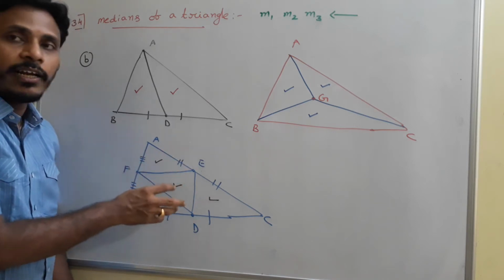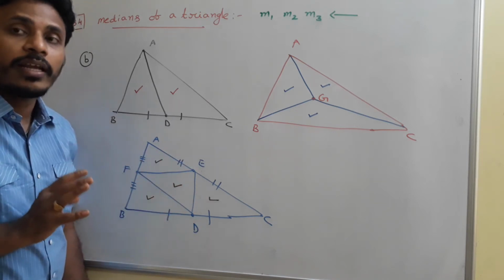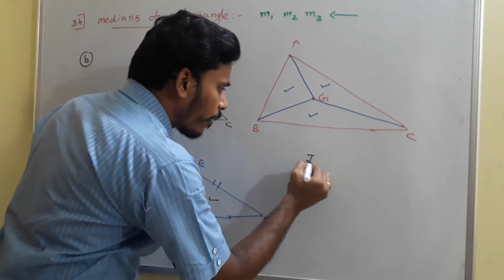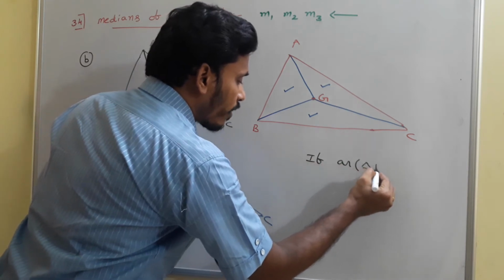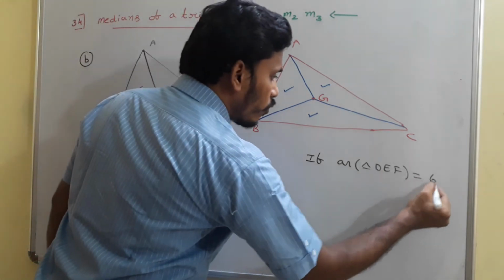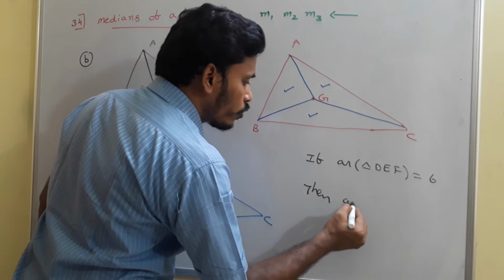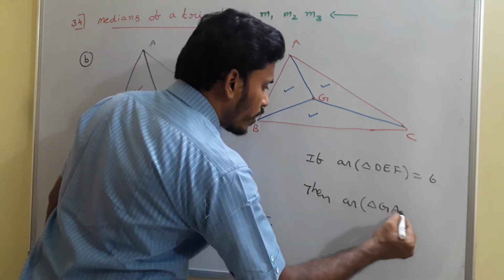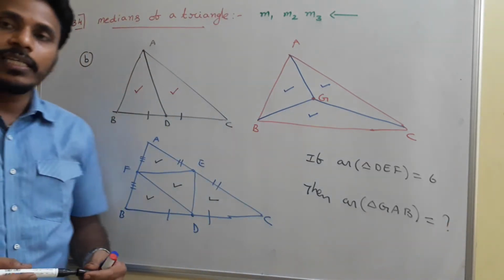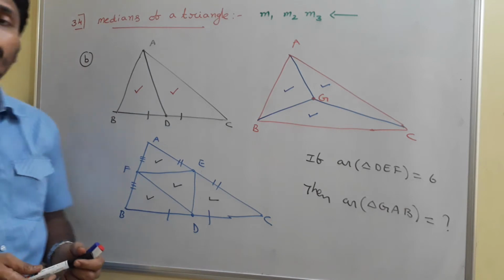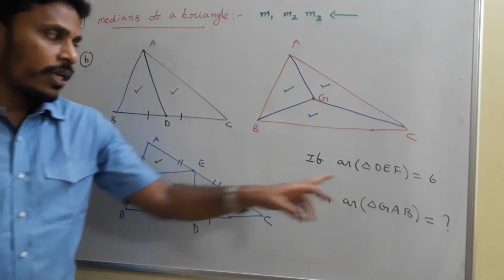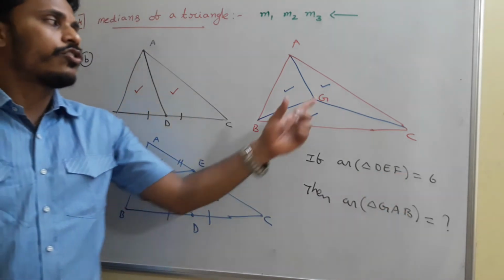This is one idea which helps you in calculating areas, and usually they may ask you some questions. I will give you one problem related to this. If area of triangle DEF is equal to 6, then what can you say about the area of triangle GAB? Just think about it. Area of triangle DEF is 6, then what can you say about the area of triangle GAB? And G, DEF all are the usual notations. DEF are the midpoints of the sides, G is the centroid.